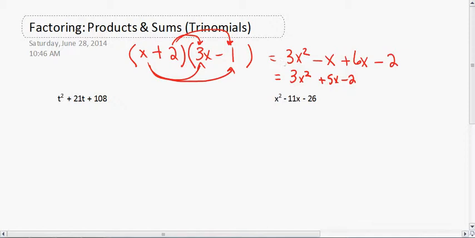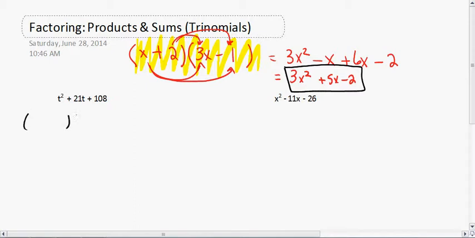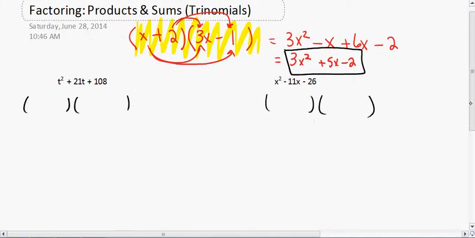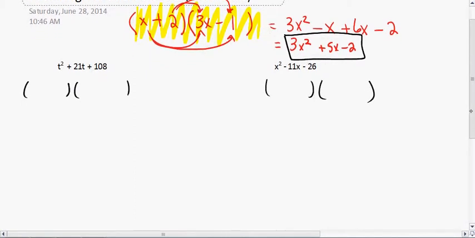So that's foiling or distributing, but we are going to go backwards. We want to start with this answer and end up with something that looks like this. So all of our answers are going to have two sets of parentheses. I'm just going to go ahead and put those in right now, and we'll fill them in as we get a little farther on down the road.